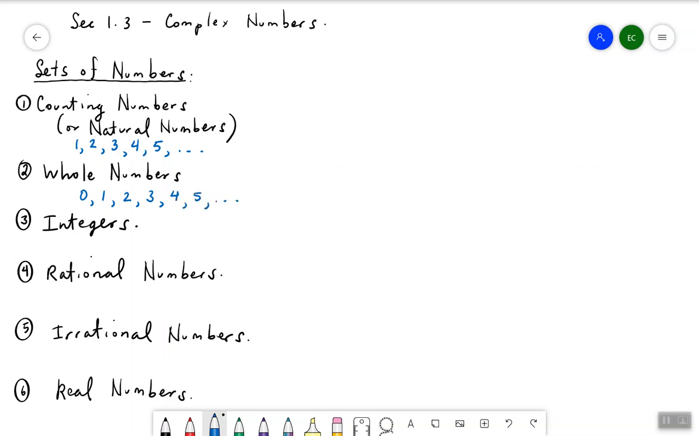And the next set of numbers is the set of integers. And at this point, we're introducing negative numbers. So we have 0, 1, 2, 3, 4, 5, 6, 7, and so on. And we also have -1 and -2 and -3 and all the numbers before it in the list.